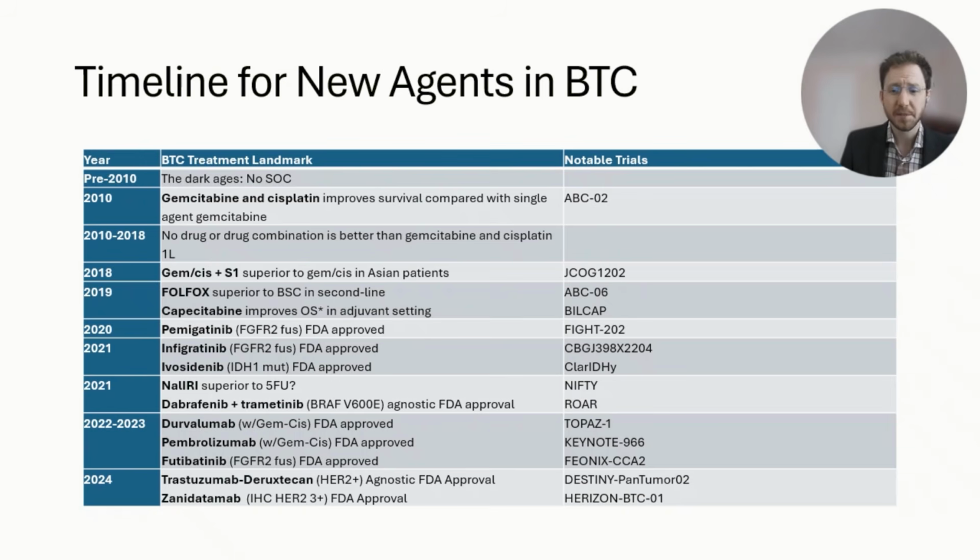Okay. But that doesn't mean that progress has not been made. It's been a little bit slower in the all-comer setting. I think the greatest leaps forward and impact have really been made when it comes to the actionable molecular groups within biliary tract cancer, particularly patients with FGFR2 fusions, HER2 amplifications, and IDH1 mutations.